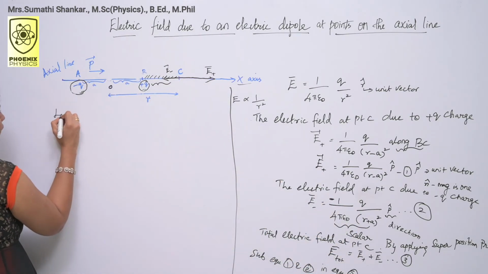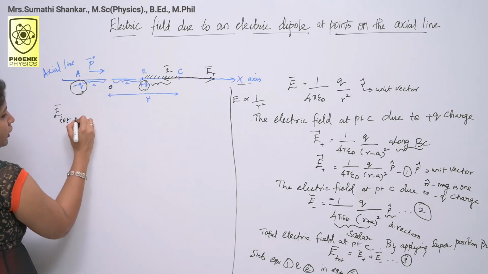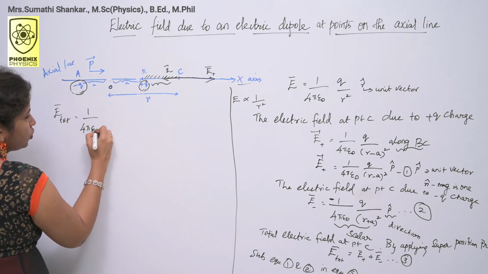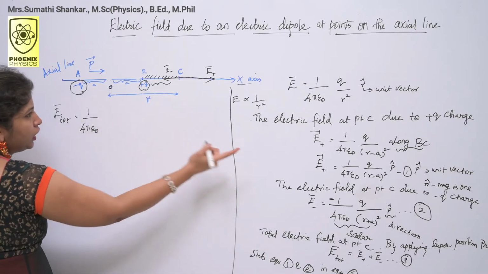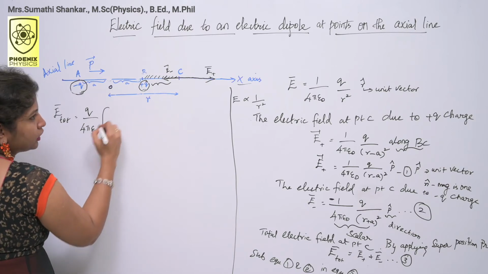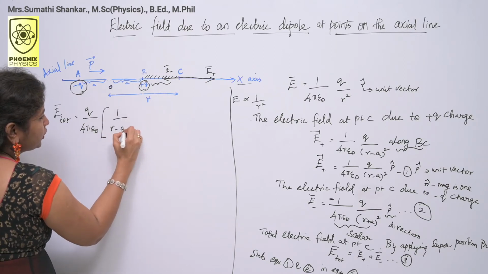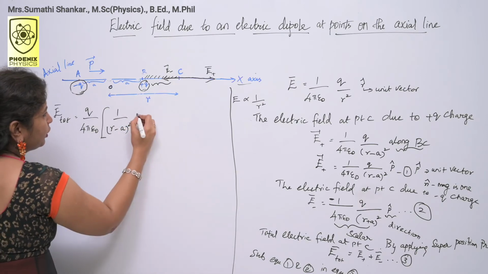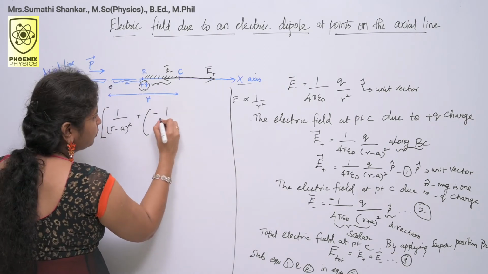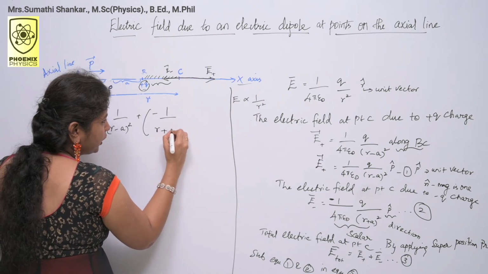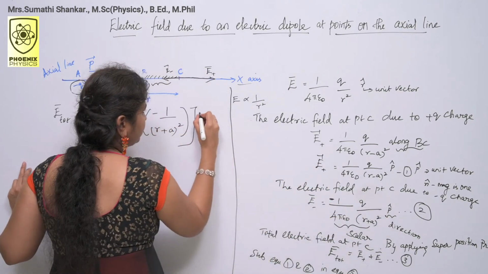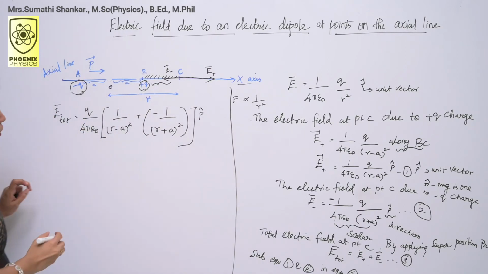So E total can be written as, what is E plus? That is 1 by 4 pi epsilon naught. This is common to both, so take it outside, and Q is also common. So Q by 4 pi epsilon naught, 1 by (R minus A) the whole square, plus, this minus 1 by (R plus A) the whole square. Here I have P cap unit vector. So P cap unit vector.